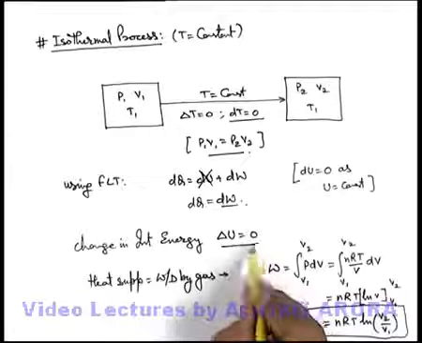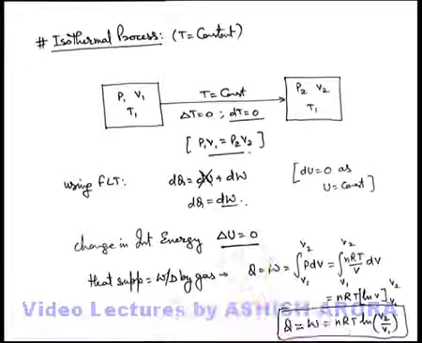And in an isothermal process, the total amount of change in internal energy is always 0.